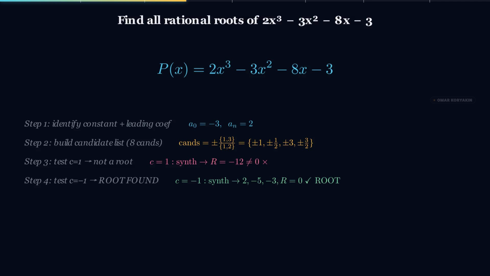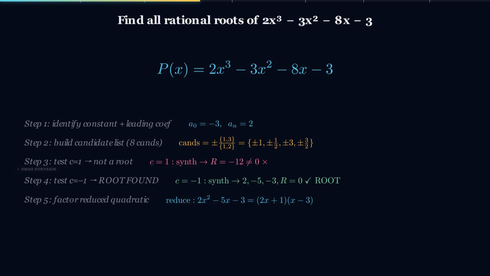Test C equals -1. Synthetic divide by x plus 1. Bring down 2. Multiply 2 times -1 equals -2. Add -3 plus -2 equals -5. Multiply -5 times -1 equals 5. Add -8 plus 5 equals -3. Multiply -3 times -1 equals 3. Add -3 plus 3 equals 0. Remainder is 0. So C equals -1 is a root.